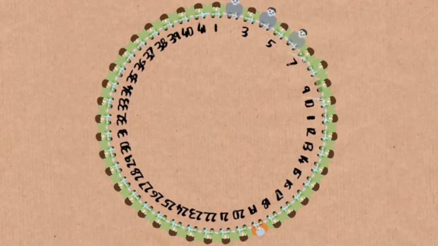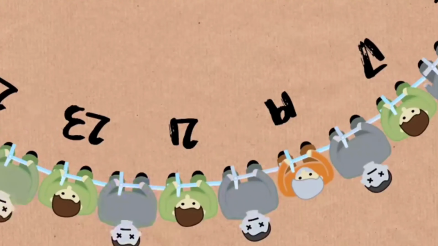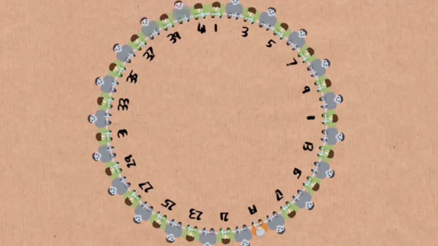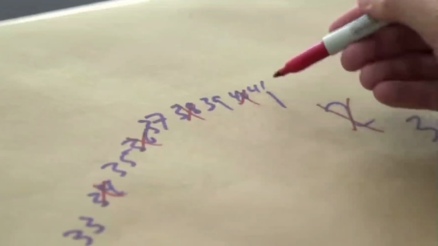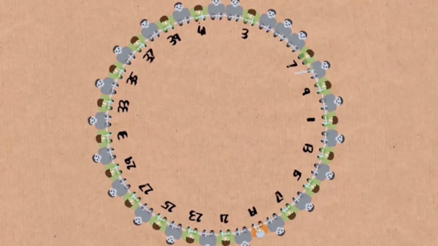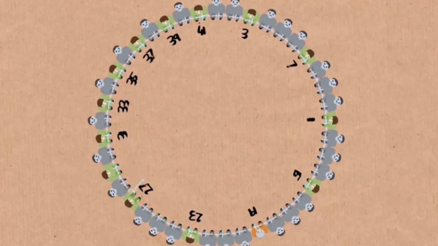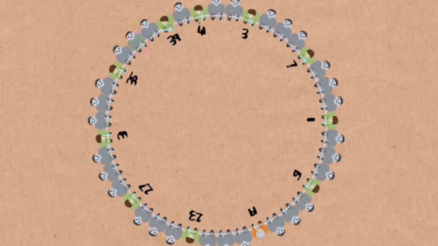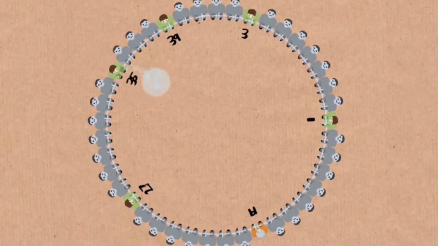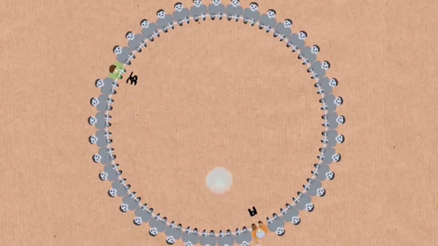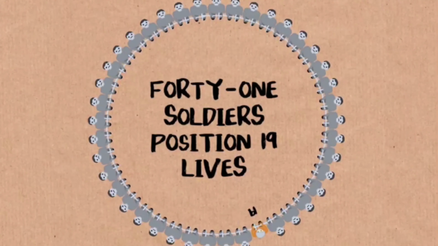1 kills 2, 5. We're losing our even numbers. Okay, now 41 kills 1. 3 kills 5. And 19 kills 35, and there we go. All right, I was right. There we go, 19.